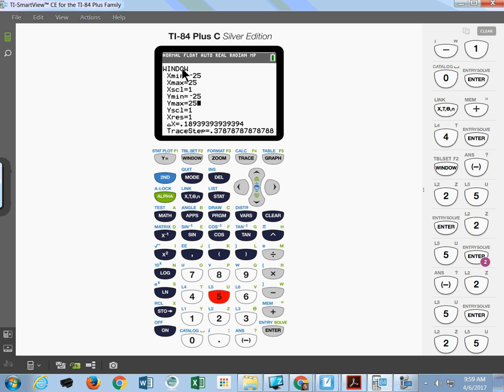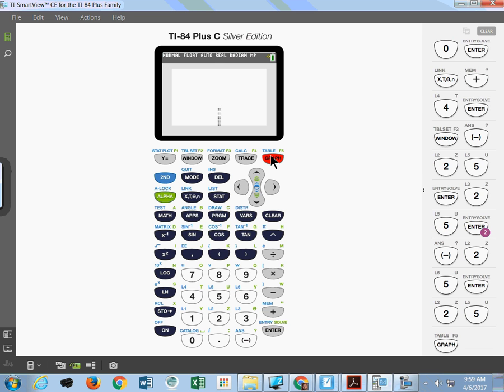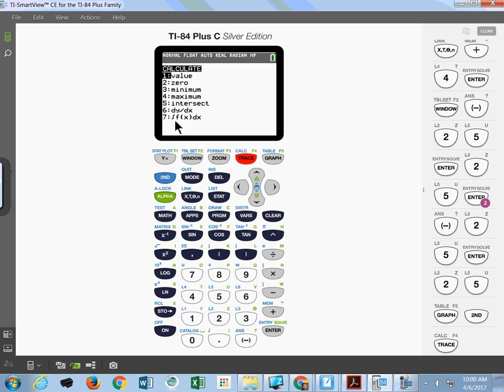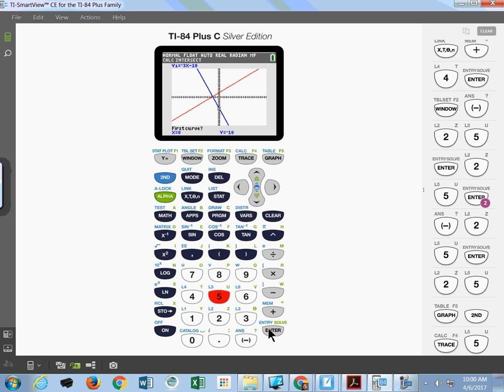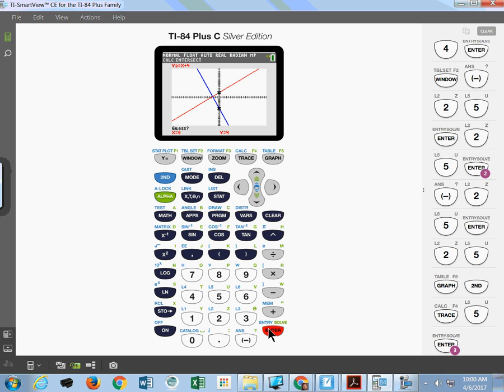All right, once you've changed your window, all you got to do is hit the graph button now. Wait for it to graph the two lines, and then we're going to find intersection. We've done this before. Find intersection, you're going to hit second trace, which is calculate, and then press 5. And then you're going to hit enter 3 times. 1, 2, 3. That gives you the intersection of those two lines.